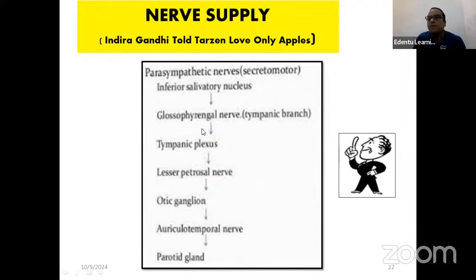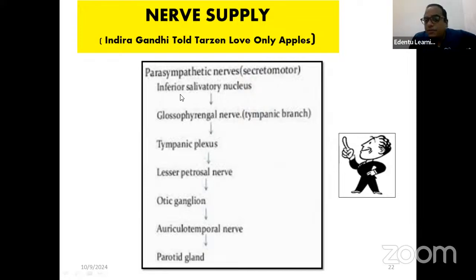So how to remember this? Just remember this mnemonic: Indira Gandhi told Tarzan, love only apples. I repeat, this is just a mnemonic. It has no meaning. You can put any of your friends' names here in between. The main concept is to remember this pathway.